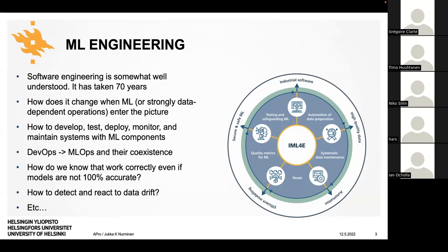And the question is how we, in this new era when machine learning components enter the picture, should deal with them: how to develop, test, deploy, monitor, maintain, all that. The key thing is that machine learning relies very heavily on data. Classical software systems also deal with data, but the role of data is a bit different there because it's processing data, while in machine learning systems, data is an essential building block of the whole thing.